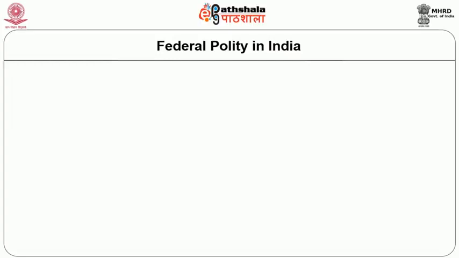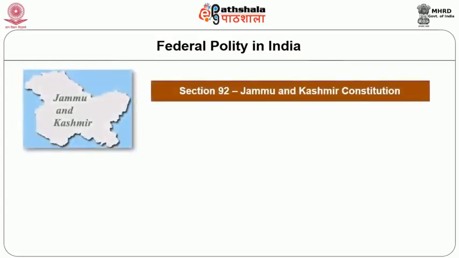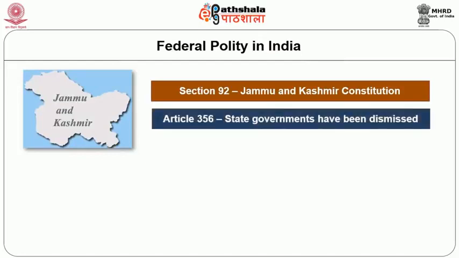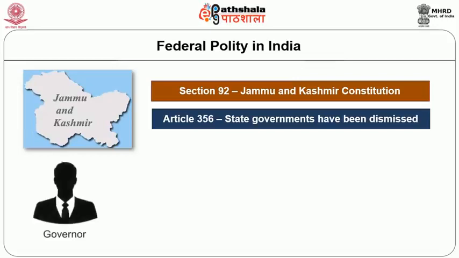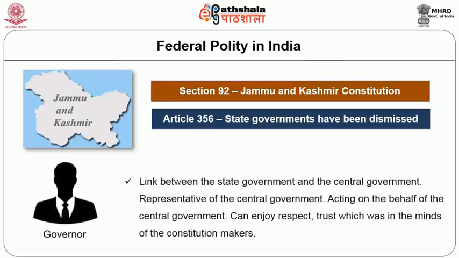One can refer to the case of Jammu and Kashmir, where you have the provision under Section 92 of the J&K Constitution about governor's rule, where the governor can impose governor's rule and become all powerful. Even in the case of the state emergency under Article 356, the state governments have been dismissed, and the governors have got the executive power, which is delegated to them by the president, and the governors become all powerful, and there is a kind of democratic deficit in those states.